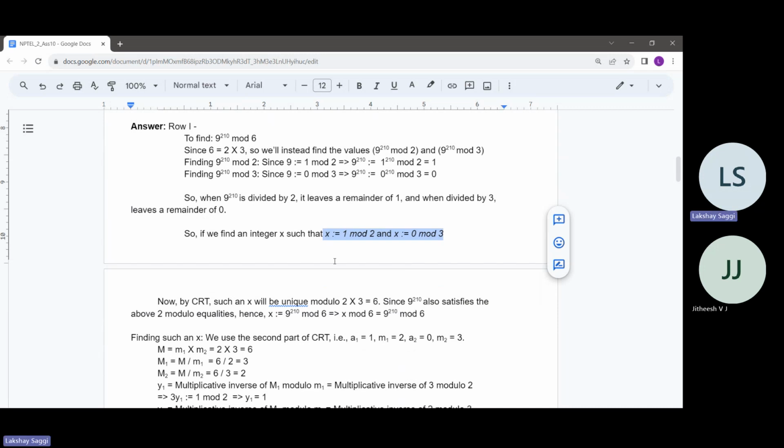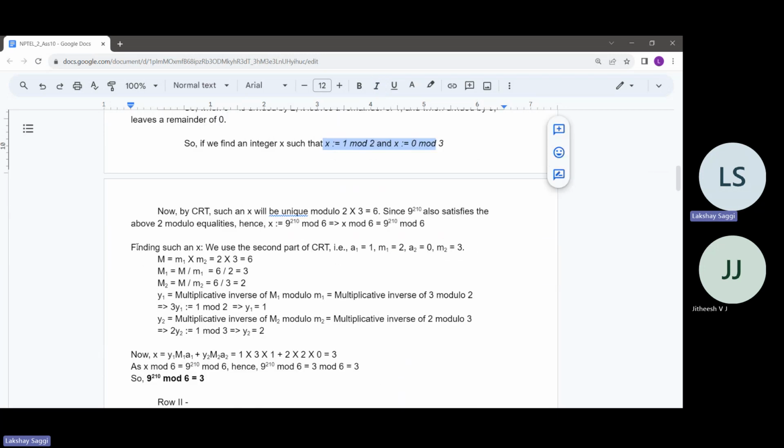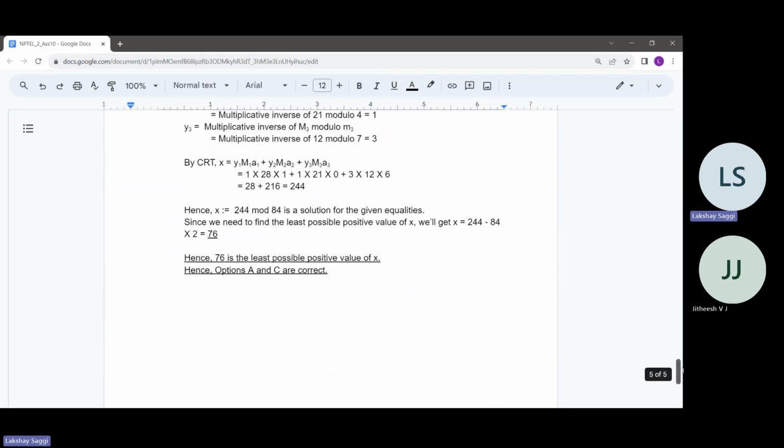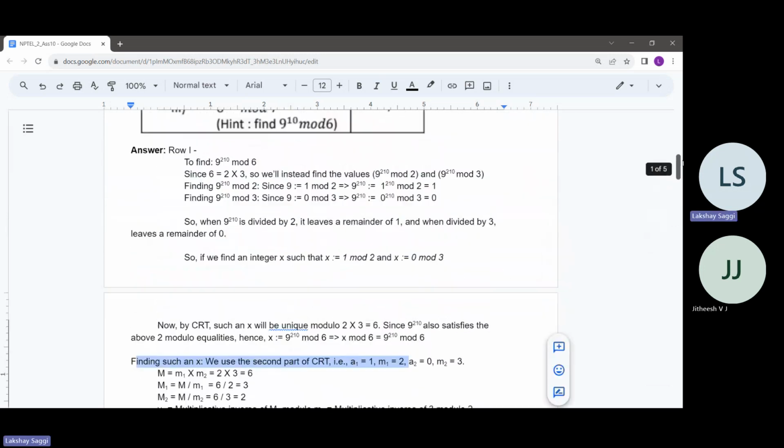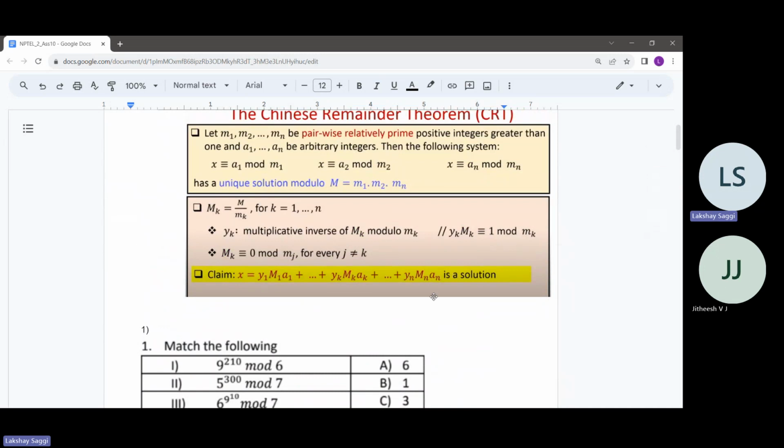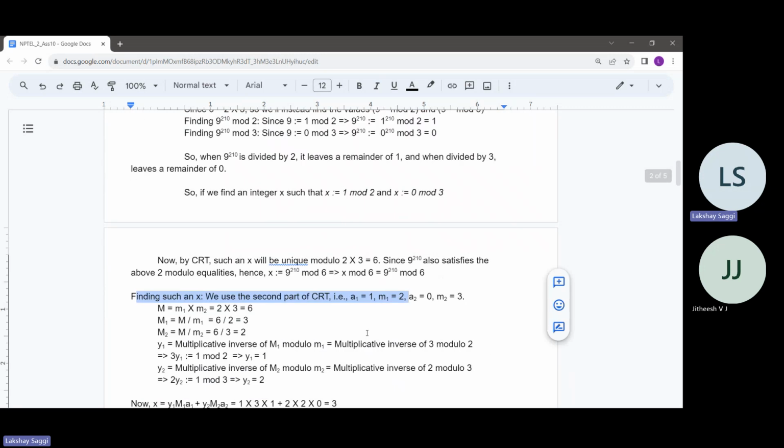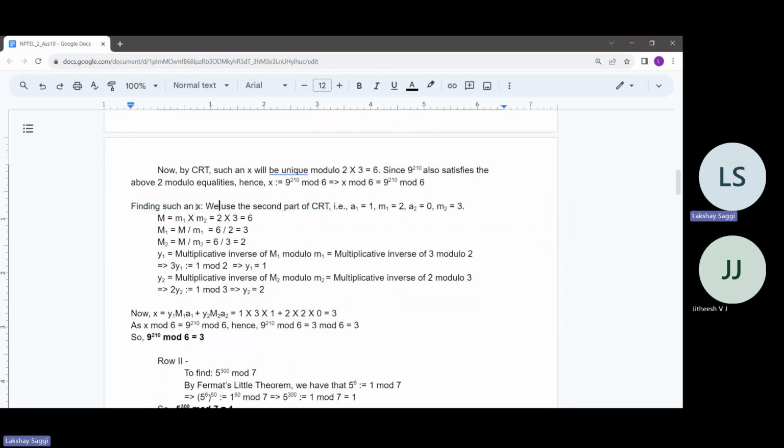And now how can we find this number x which is 1 mod 2 and 0 mod 3? We can find such an x using the second part of the theory, CRT, like what I did in the last question also, using this formula given to us in the Chinese remainder theorem, that x equals y1 m1 a1 till yn mn an. So I find an x using these definitions and just putting in the values. From this, I get x as something like, let's say, 3 here.